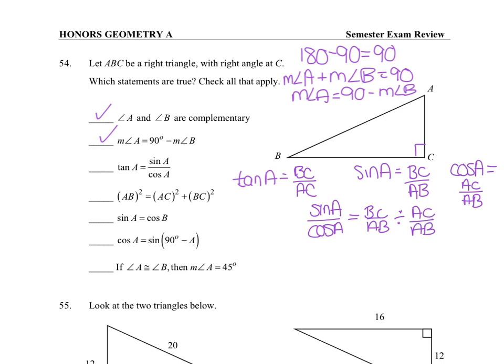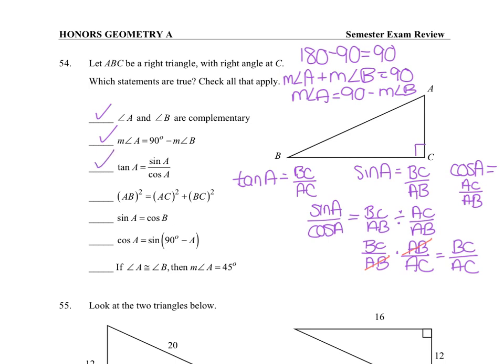When we divide fractions, we keep the first fraction the same and we multiply by the reciprocal of the second fraction. What I can see is that I have AB in the numerator and the denominator, so they cancel out, and I'm left with BC over AC. So if tangent of A is BC over AC and sine of A over cosine of A is BC over AC, then this statement is true.